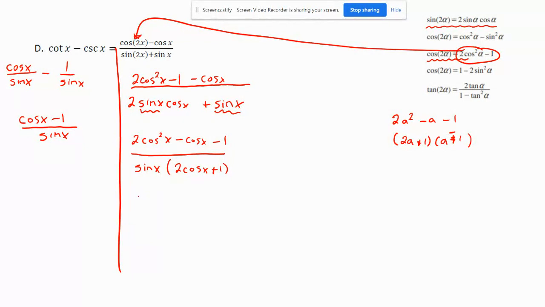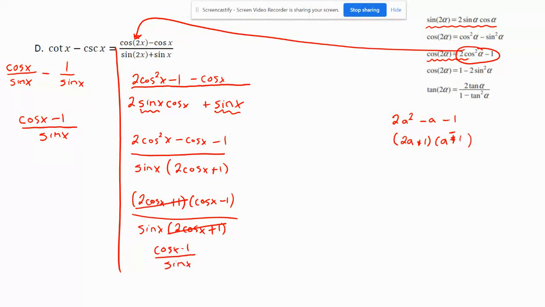So just factoring it this way, we can apply these factoring rules to my numerator here. So this is going to become (2 cos x plus 1)(cos x minus 1) all over sine x (2 cos x plus 1). And now these guys cancel out, and we're left with (cos x minus 1) over sine x.